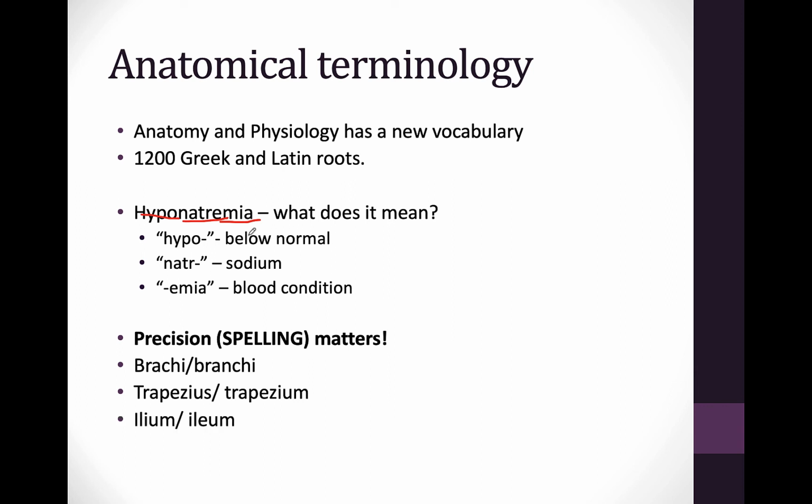Ilium and ileum. These aren't even pronounced differently. Instead of an I, you have an E in the second word. The ilium, I-L-I, is a hip bone, and the ileum, I-L-E, is part of your intestines. So the difference here is between a skeletal structure and a digestive structure. They're completely different. So these are just some very specific examples.